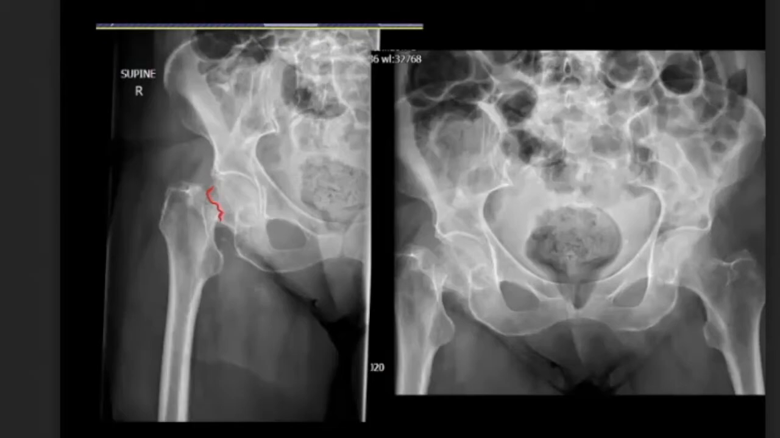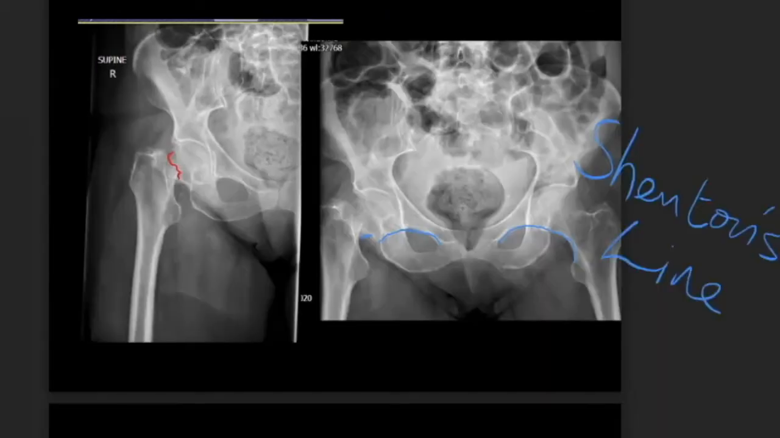Is anyone familiar with any lines that we look at? On the right-hand side of the screen, looking at the left hip, there's a blue curve that I've just drawn on there. Does anyone know what that is? Shenton's line. Exactly right, well done. And as you can see over on the right hip, there's a disruption of Shenton's line. It's not a straightforward curve, and you can see where I've drawn over here that there's a fracture, and that's the fracture line I've drawn in there.